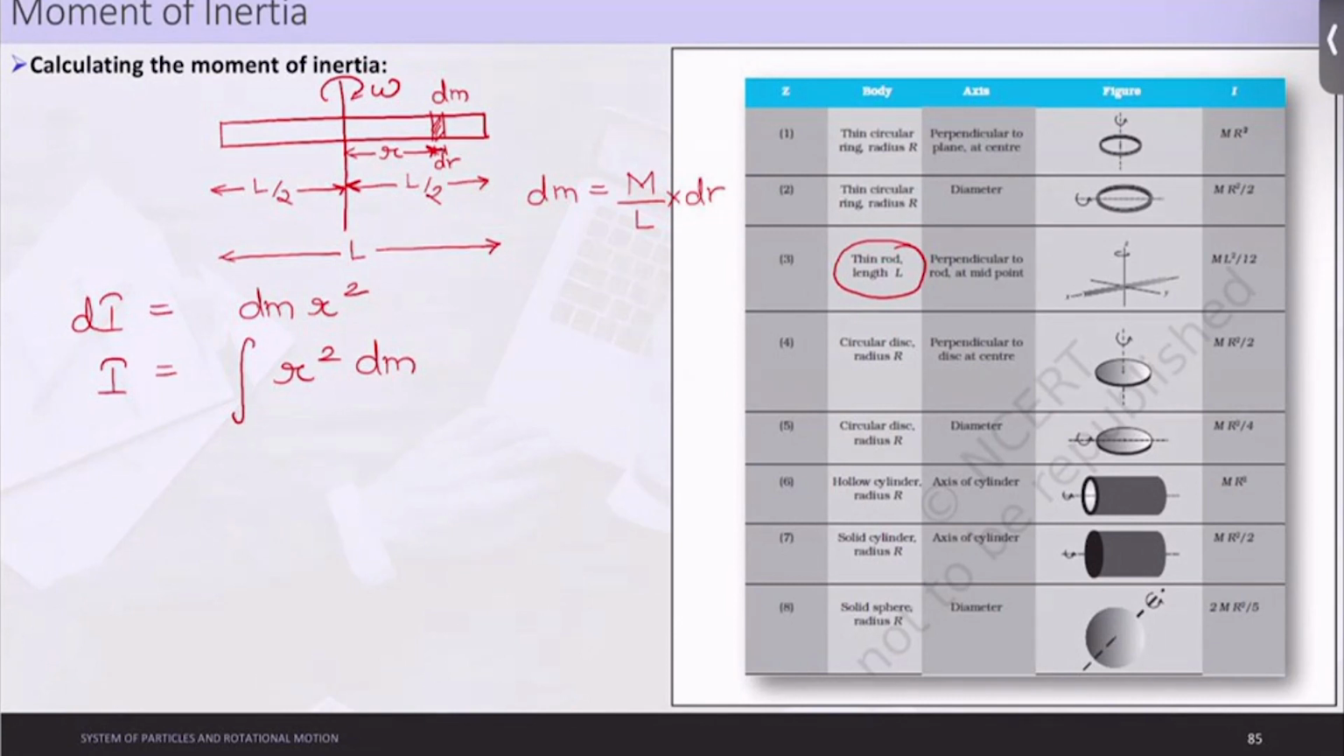This small location is nothing but equal to your dr. So, mass per unit length. Basically, for a very small quantity, we are trying to find out what the mass is. What is that quantity? That quantity is dr, so we'll multiply it by dr.